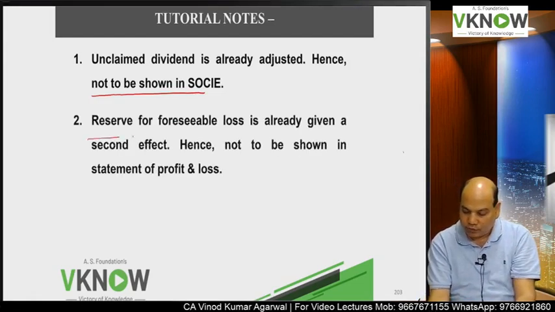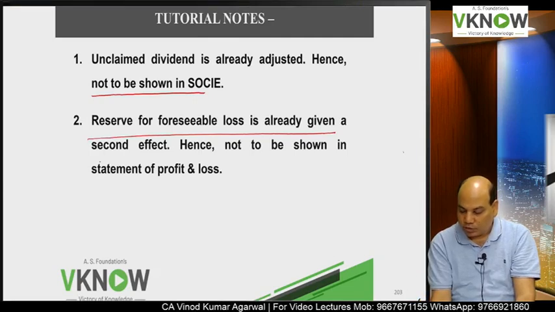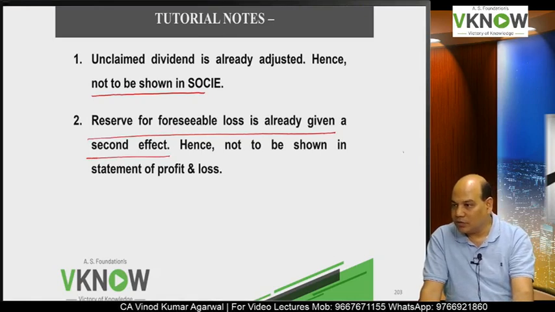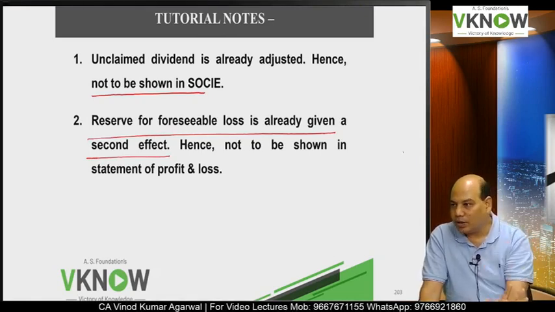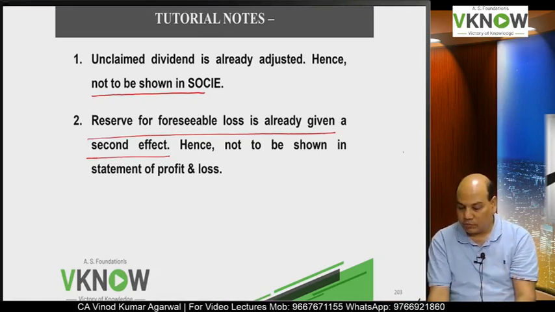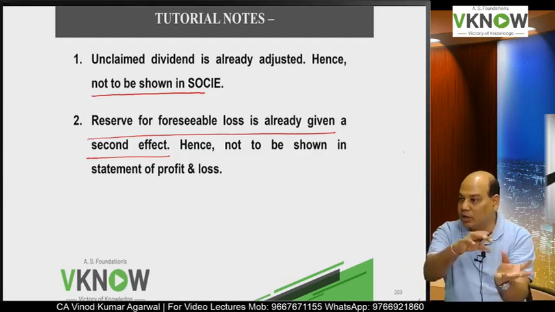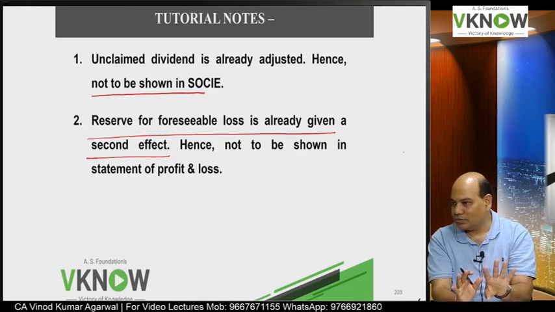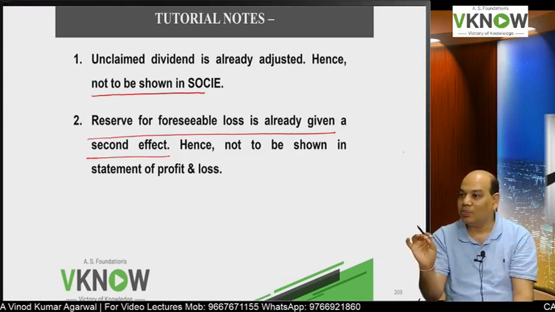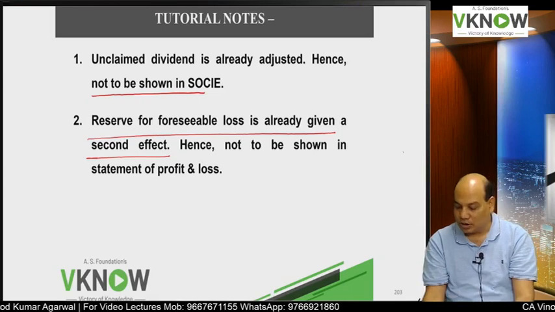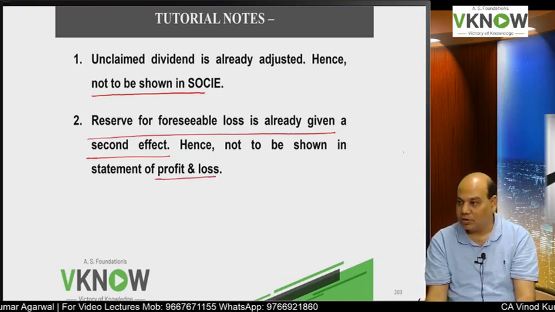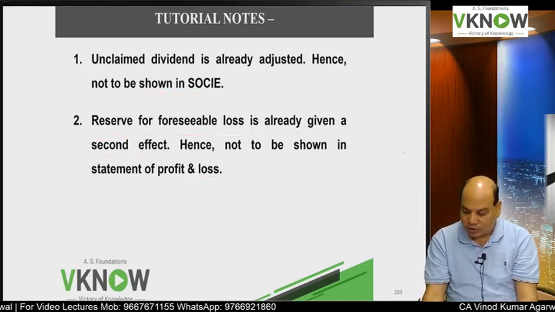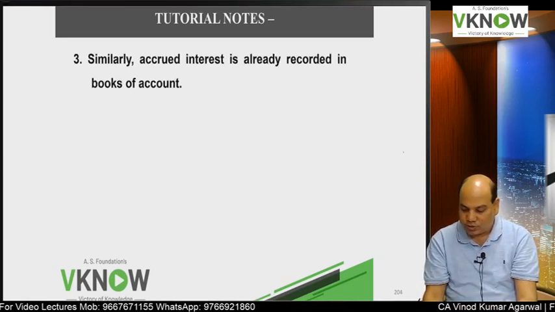Second is reserve for foreseeable loss is already given a second effect. It's appearing in the balance sheet. Means the entries have been done. We have only regrouped it from one heading to another heading. The debit effect has already gone. So there is no need to again put it in the statement of profit and loss. Had it been given in the adjustment, then one effect will go to P&L account. Okay, at this stage of your life, I don't have to teach you such basic accounting.